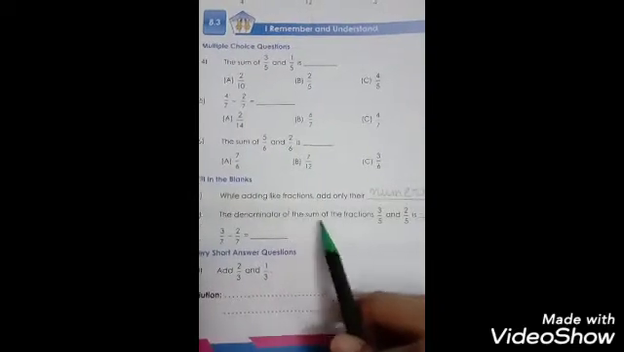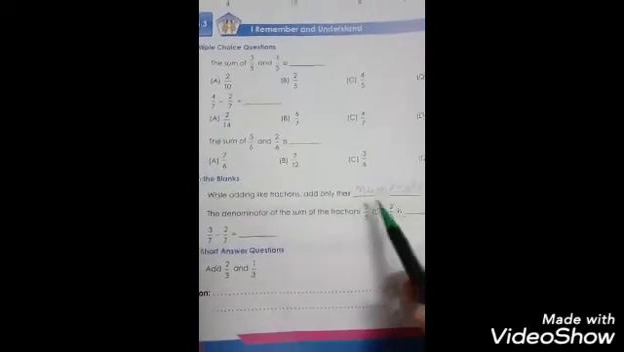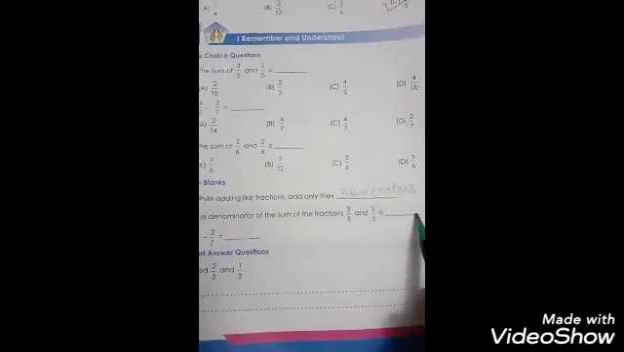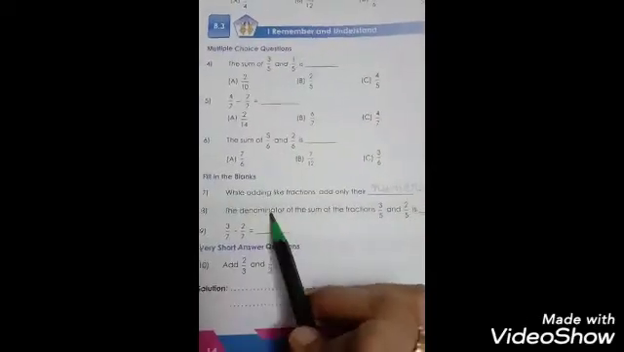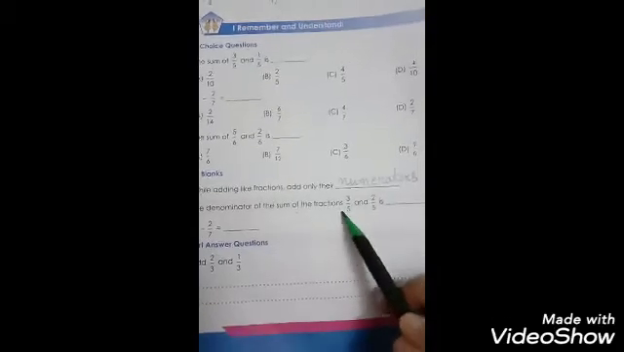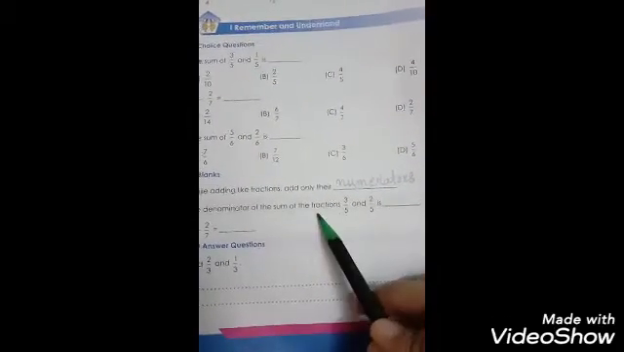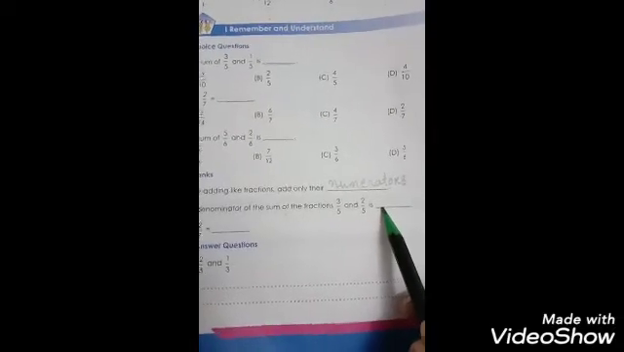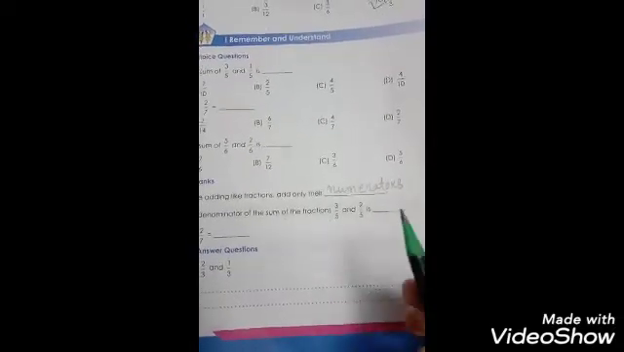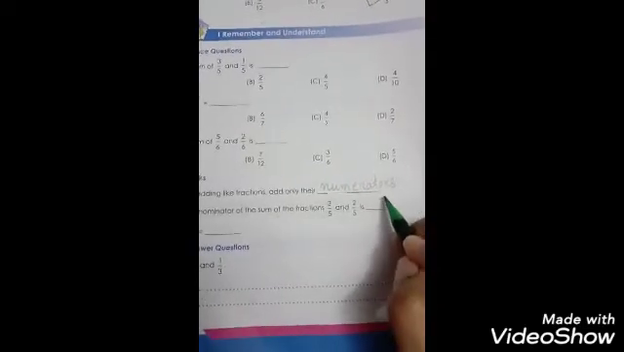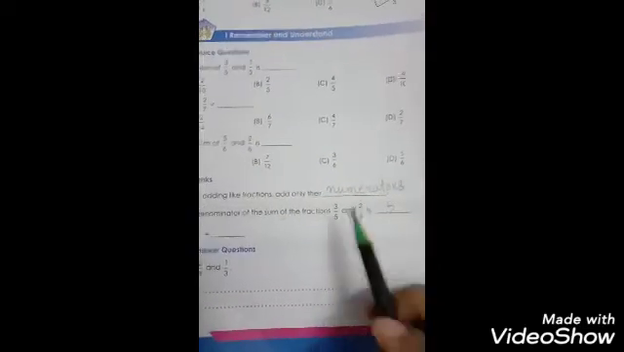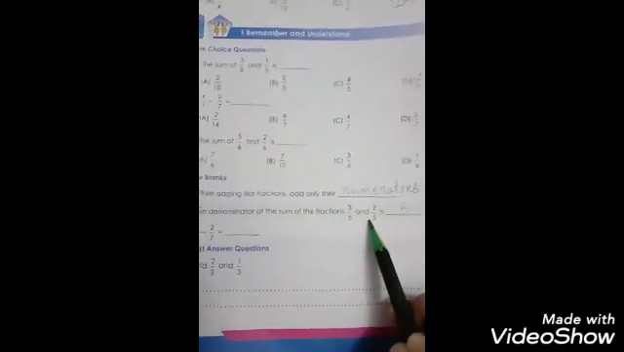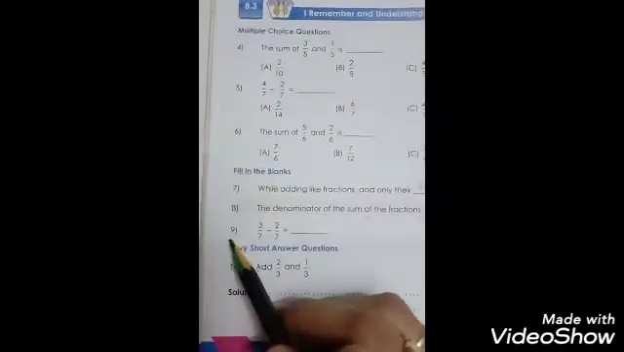Next, come to number 8. The denominator of the sum of the fractions 3 by 5 and 2 by 5 is dash. The denominator of the sum of the fraction. Sum of the fraction means when you add these two fractions, their denominator will come. Answer is what, children? Their denominator will be 5 only, because in like fractions denominators remain the same. Okay, next come to number 9.